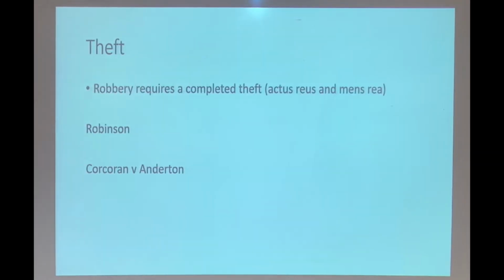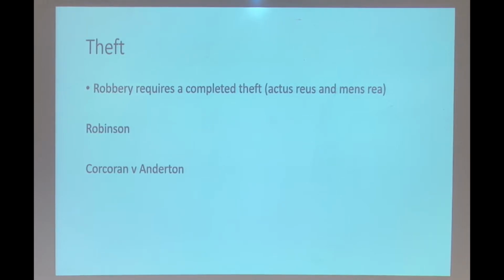So the first section is on theft. Robbery requires a completed theft. If there is not a completed theft, there cannot be a robbery. And we can see that in the case of Robinson, where he got in a scuffle with another man, and this man owed money to the defendant's wife. And he thought he had a legal right to take that money. He picked up this £5 that the man dropped and took it.